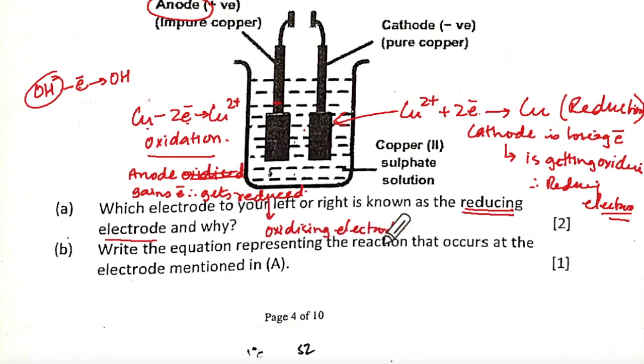The equation representing the reaction that occurs at the electrode mentioned in A. So we said it is cathode. The cathode reaction will be Cu2+ plus 2 electrons gives Cu. Okay? Yes.